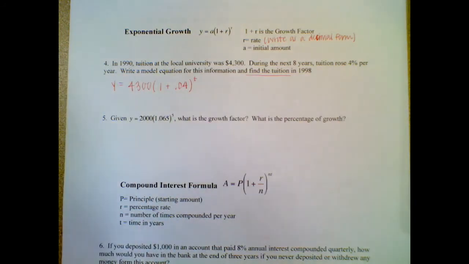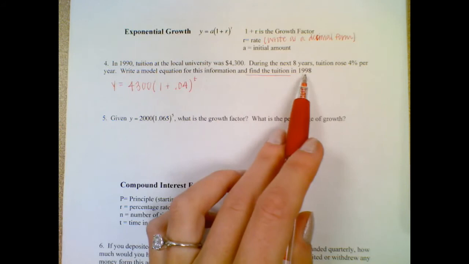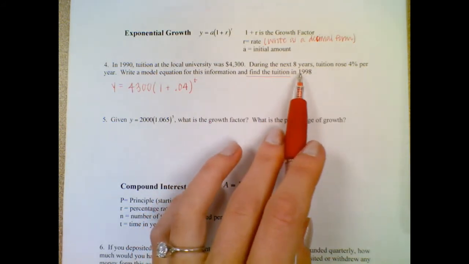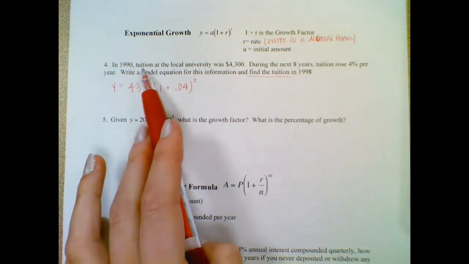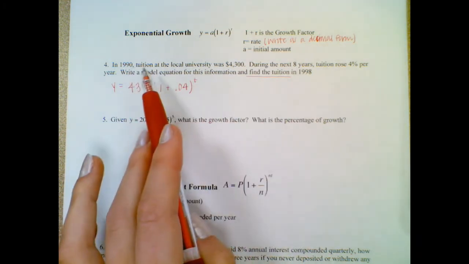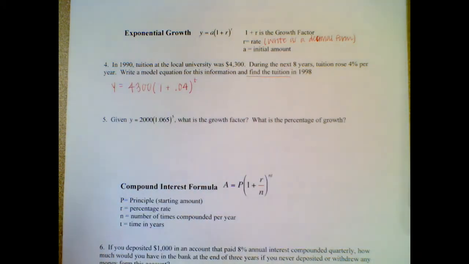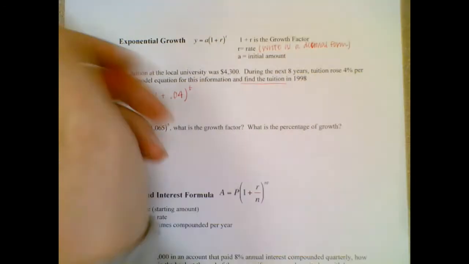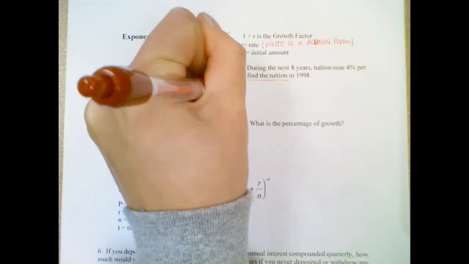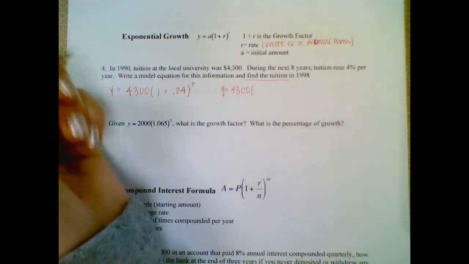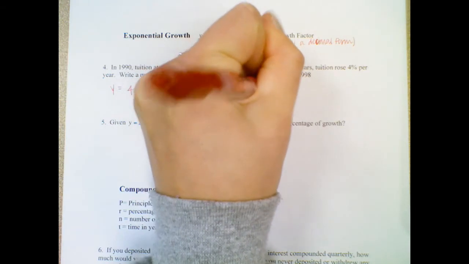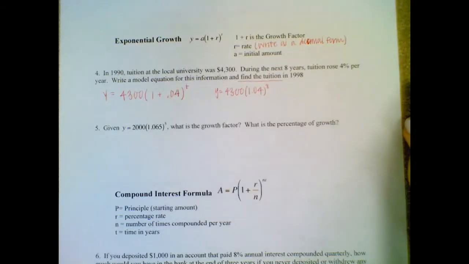And then to actually find the tuition in 1998, instead of plugging 1998 in for t, I just want to know how many years from 1998 to 1990, which was a total of 8 years. So I'm going to plug 8 in for t. So I have y is going to equal 4300 times 1 plus 0.04, which is 1.04, to the 8th power. So let's type that into our calculator.